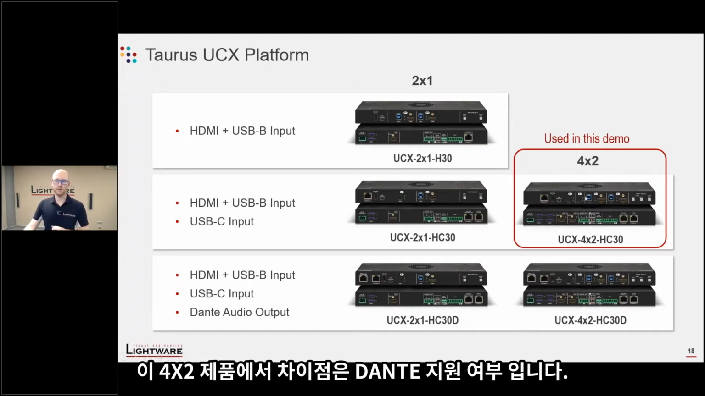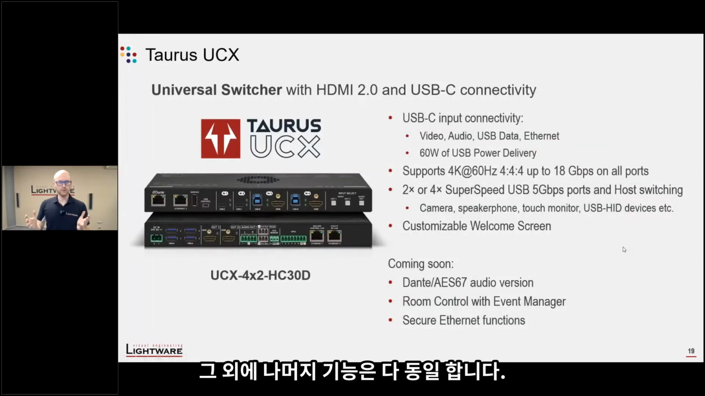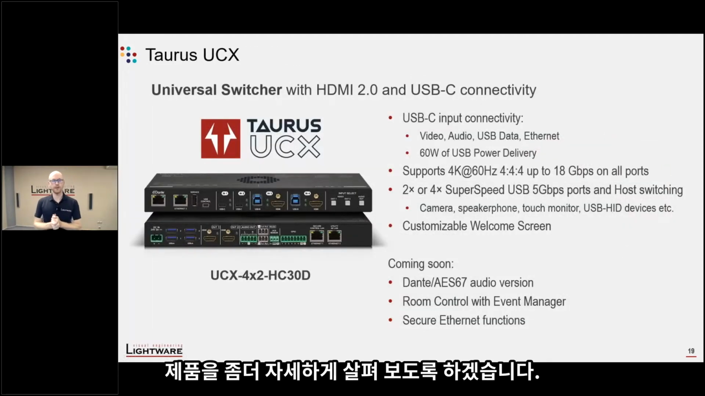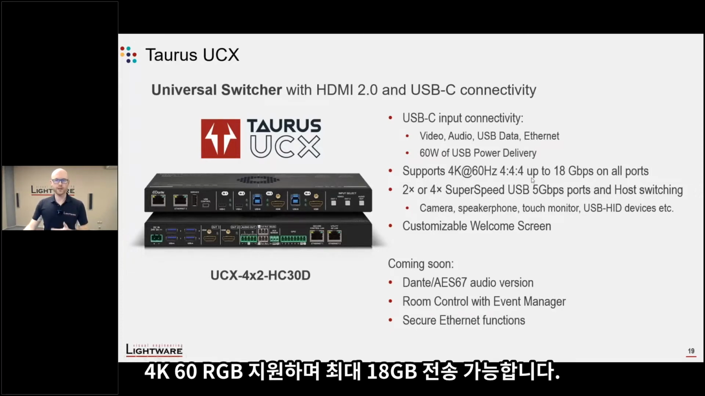So the only difference between these two is the presence of the Dante connector on this device, but other than that they have the same functions. So let's take a look at these devices in more detail. They are HDMI 2.0 compliant, so they support 4K 60 RGB up to 18 gigabits per sec, pixel perfect transmission.